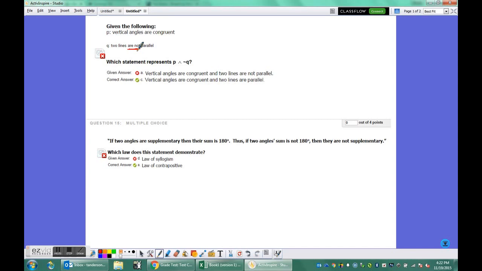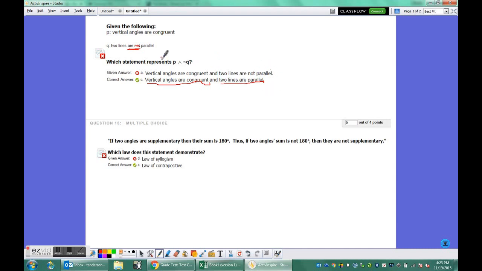Okay, so when I go to write out P and not Q, remember that negation symbol, that little squiggly, means that I've got to have the opposite meaning. So since it already has a not, that means I have to take it out when I'm doing the negation. So that's why in this case we have vertical angles are congruent and two lines are parallel. It's almost like you have a double negative. Two lines are not parallel. So they cancel out and you're just left with two lines are parallel.